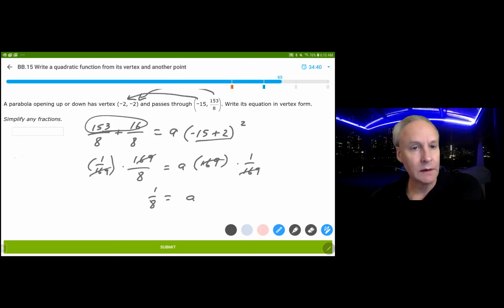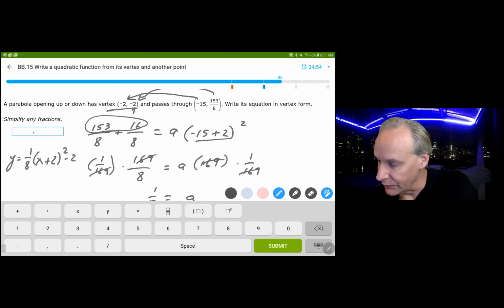So there's my vertex. So I've got y equals 1/8 x plus 2 quantity squared. Don't forget the minus has to stay. There it is. So this will be our last one. Y equals 1/8 parentheses x plus 2 quantity squared. And then we have a minus 2.